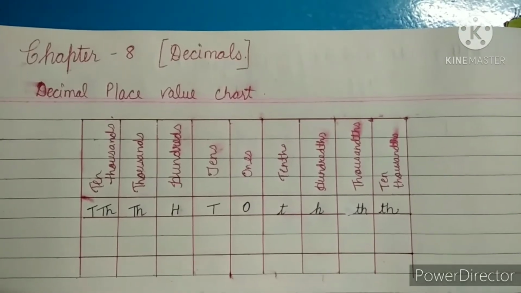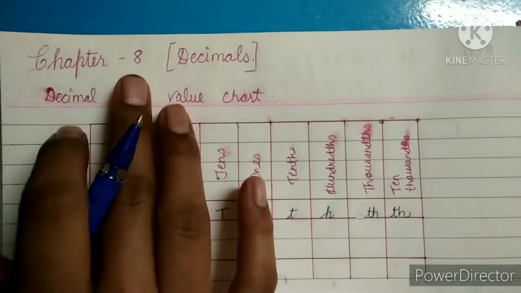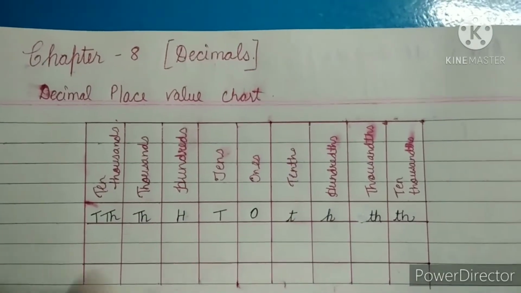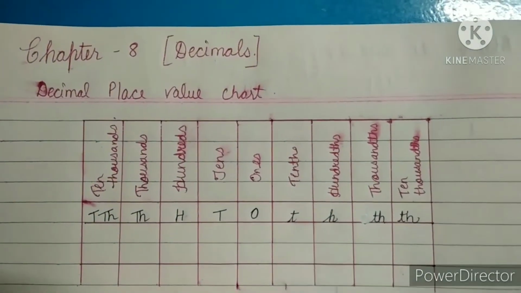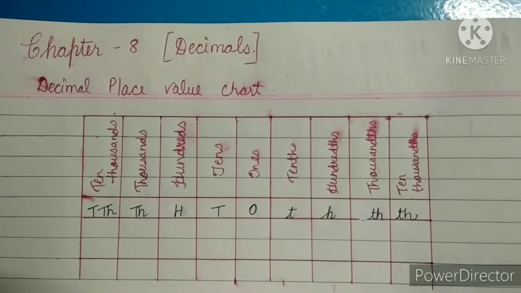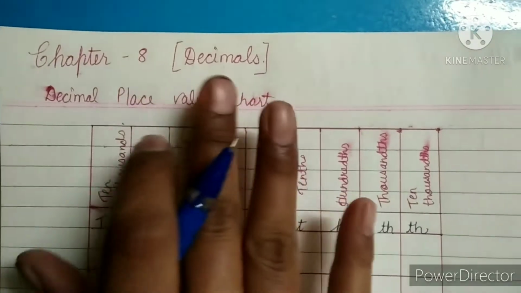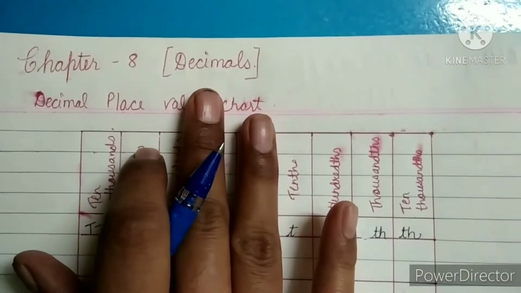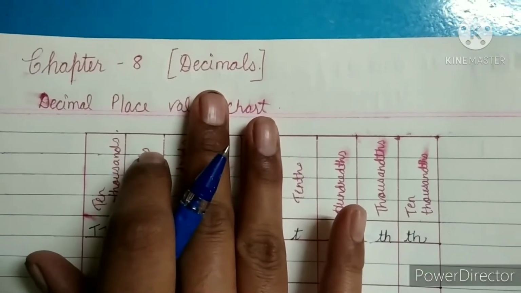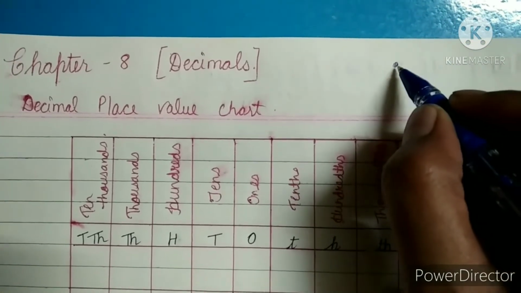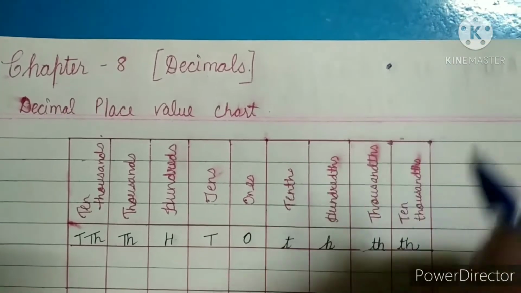In this video we will see chapter number 8, decimals introduction. The whole chapter introduction we will see in this video. As you know, our chapter number 8 name is decimals. So decimal means a kind of point that comes in between the numbers.